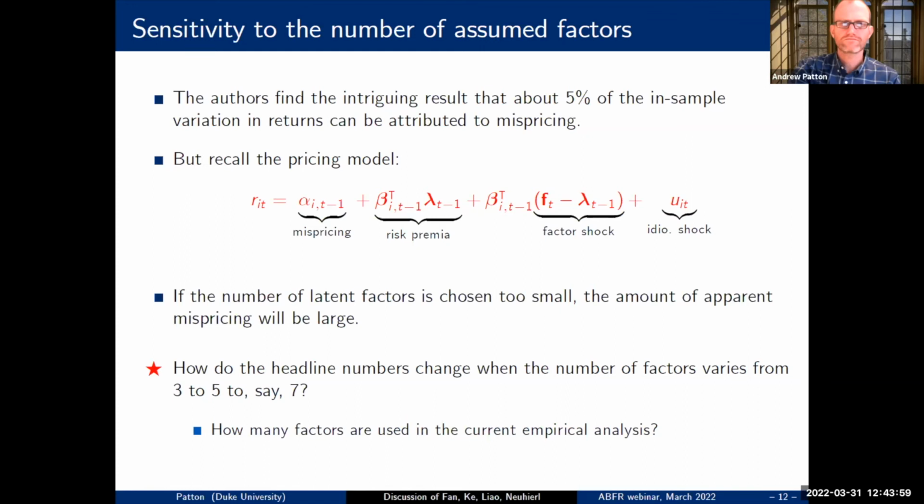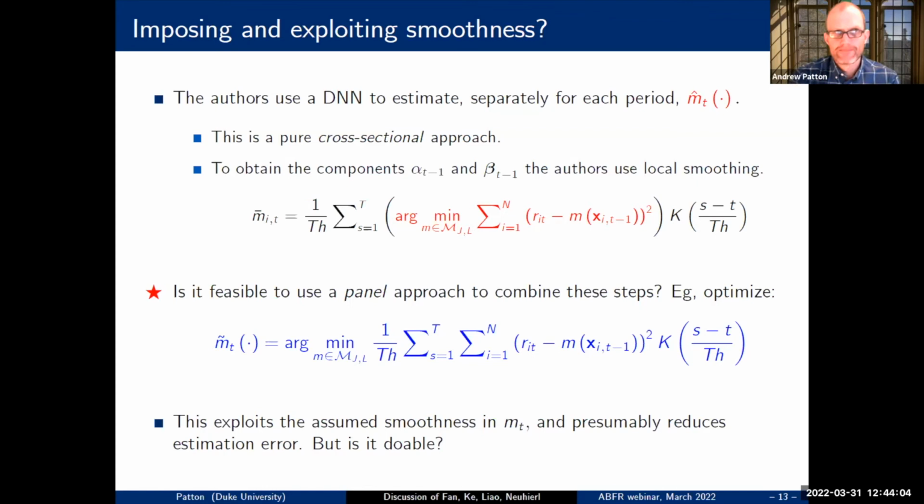Another question that came to mind was imposing and exploiting the smoothness that's already being assumed in the conditional mean function. So the authors use neural nets to estimate the conditional mean function at each point in time separately, so completely independent of all the other periods. So pure cross-sectional estimation of M. And then to get a way to estimate the alpha and betas from that, they use this local smoothing. And so what I'm putting here in red is, so this M hat function is the solution. So it's defined as this part of the black equation. So the red part of that is what gives us M hat.